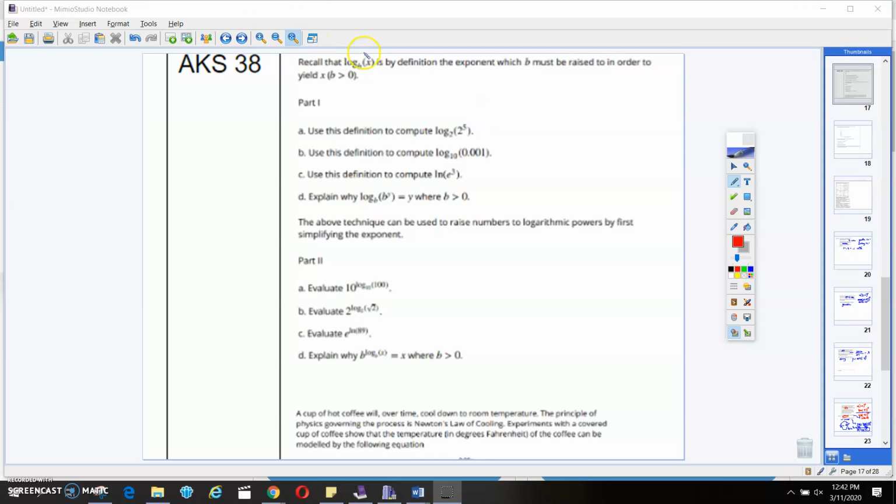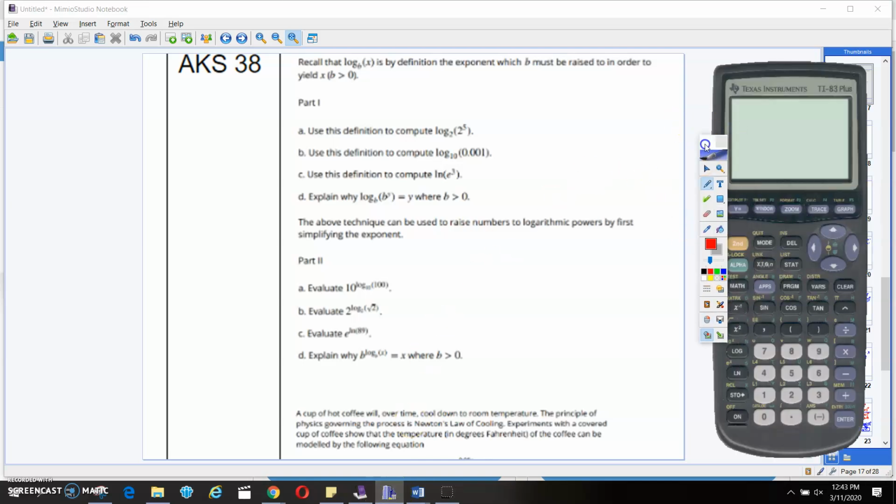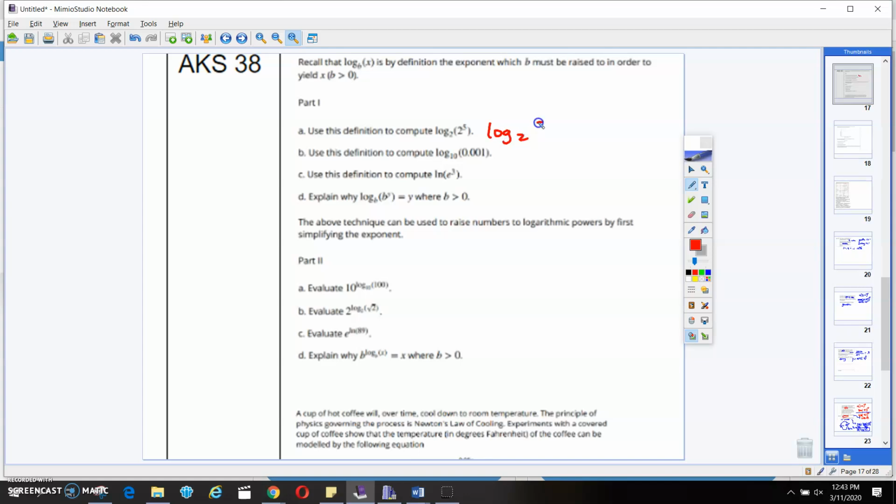It says, recall that log base b of x is the definition of the exponent to which b must be raised in order to yield x, where b is greater than 0. Part 1, use this definition to compute this. If I have 2 to the 5th power, I'm going to go into my calculator and type 2 to the 5th power, and that is 32. So this is really saying log base 2 of 32.